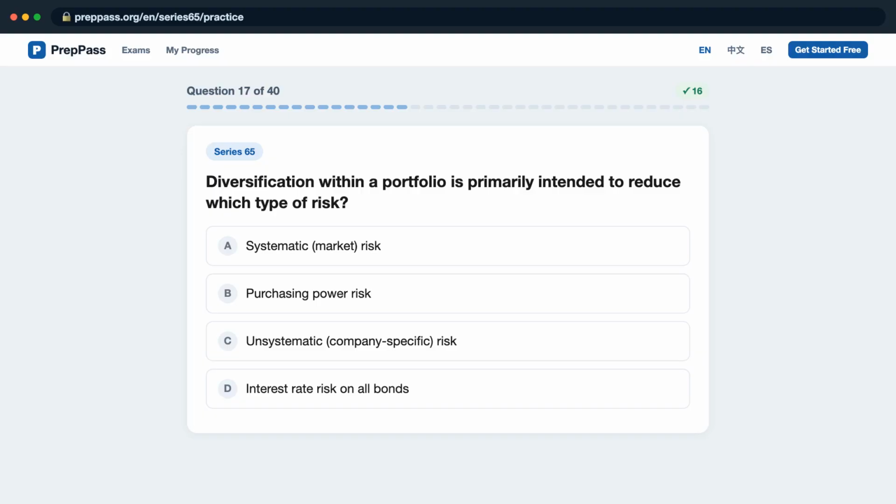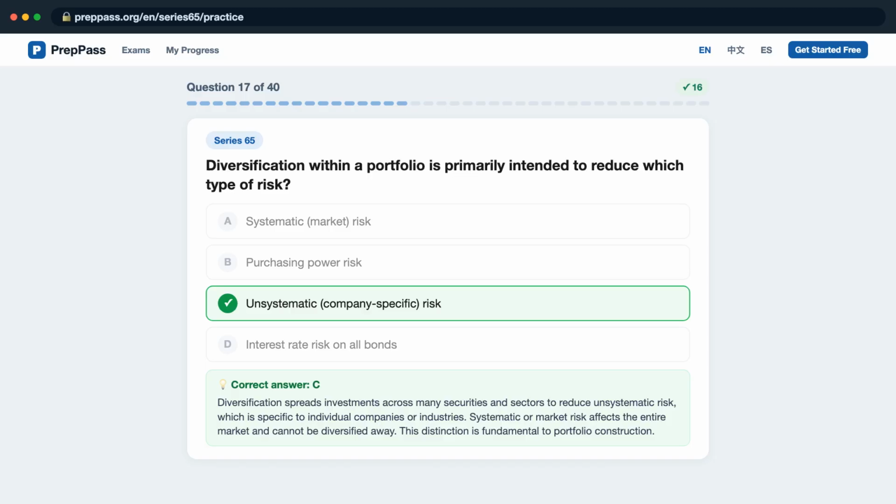Question 17. Diversification within a portfolio is primarily intended to reduce which type of risk? Is it A, systematic, market, risk, B, purchasing power risk, C, unsystematic, company-specific, risk, D, interest rate risk on all bonds? The correct answer is C.